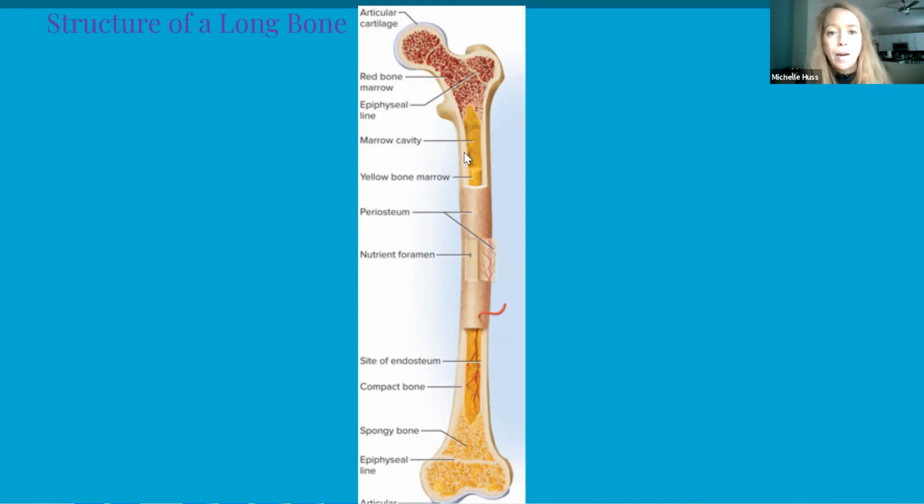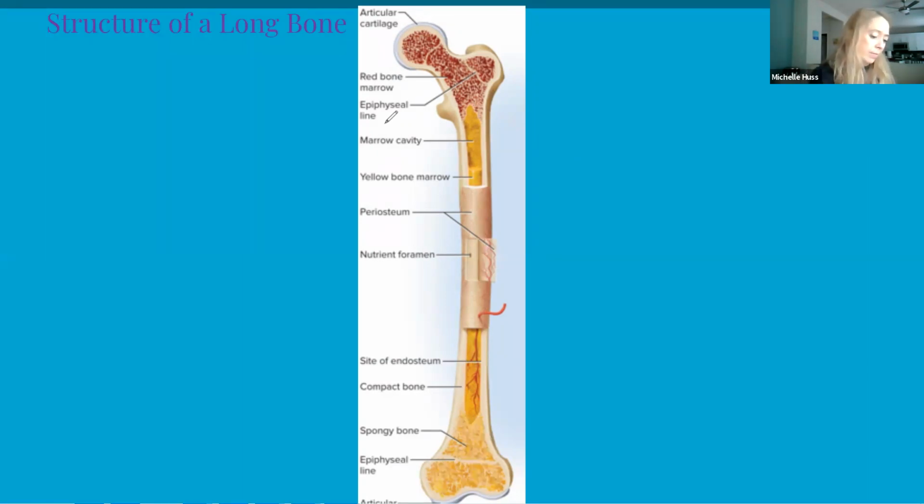Endosteum, one more thing. Endosteum is a layer of cells also on the inside. And actually it's on the inside of spongy bone as well. It's all around these little bridges in the spongy bone. Endosteum has osteoblasts and osteogenic cells. You'll see that a little bit later, but I wanted to point that out now. Okay, very good.